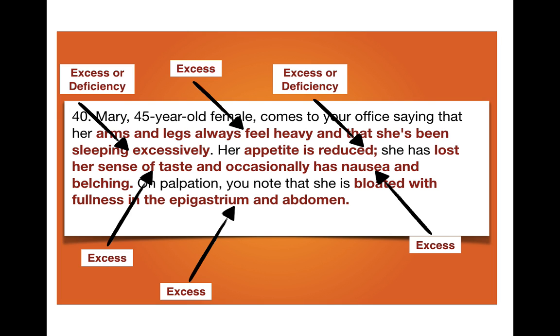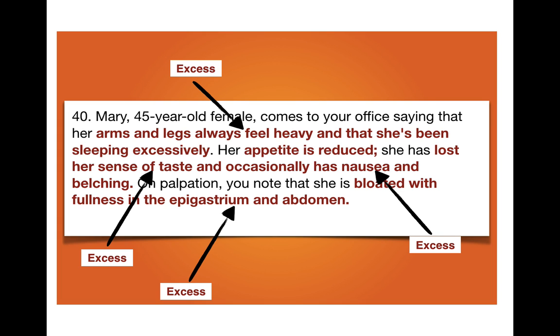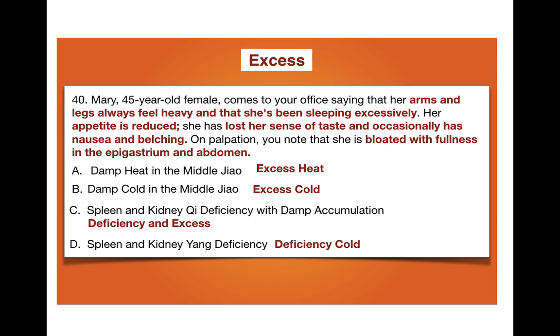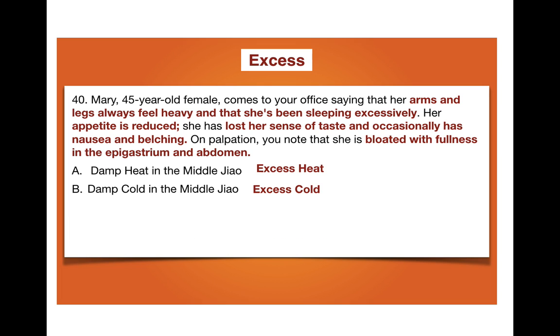So we're only going to look at the symptoms that give us a clear diagnosis. And if you look at each of the labels we've given, this case is definitely excess. We have no symptom that's pure deficiency here, right? So we can easily say that our case is one of excess. Now we're going back to our answers and we see that we can eliminate at least two, right? Because A is excess heat, B is excess cold, and C is deficiency and excess, and D is deficiency and cold. So C and D are definitely out. And then we just have these two left.